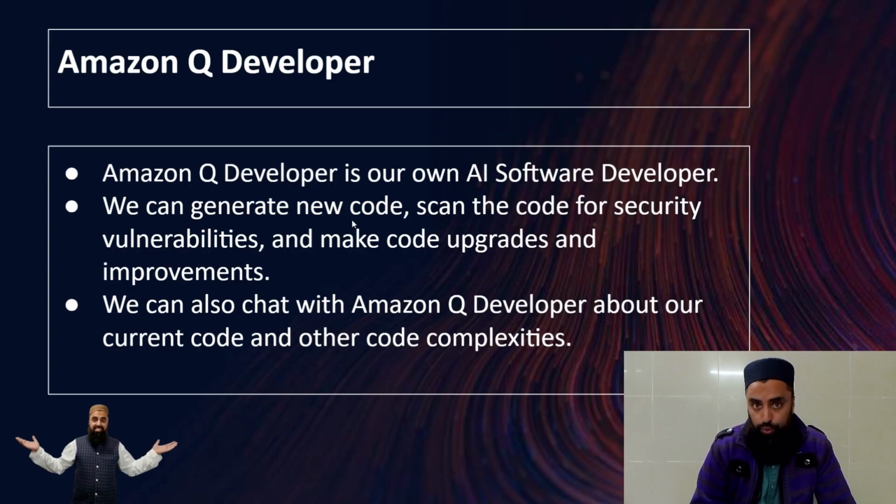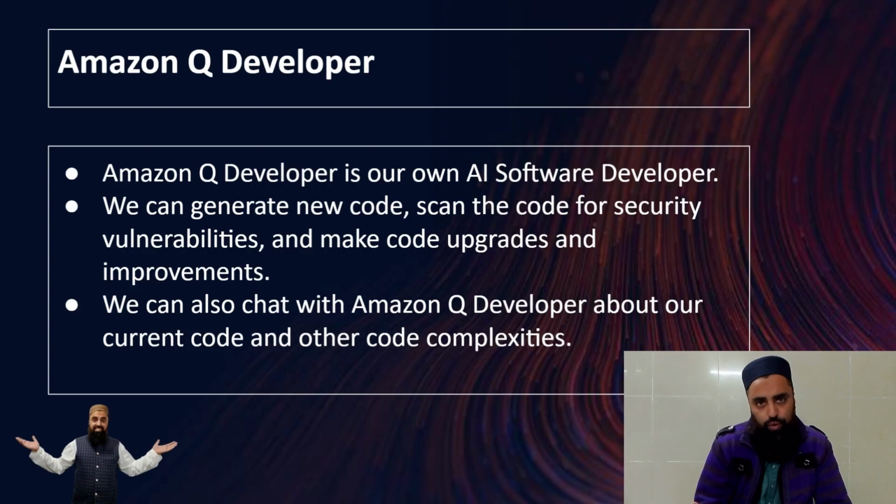We can generate new code, we can scan the code for security vulnerabilities, and we can also make code upgrades and improvements. We can write the code with Amazon Q Developer, scan our code for any potential vulnerabilities, make the code upgrades, and improve the code. We can also chat with Amazon Q Developer about our current code and other code complexities. We can get ideas, feedback, or suggestions about our current code.